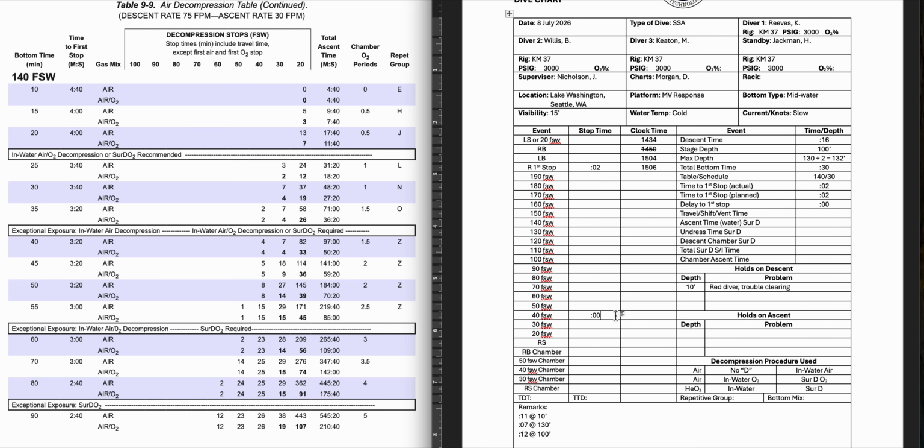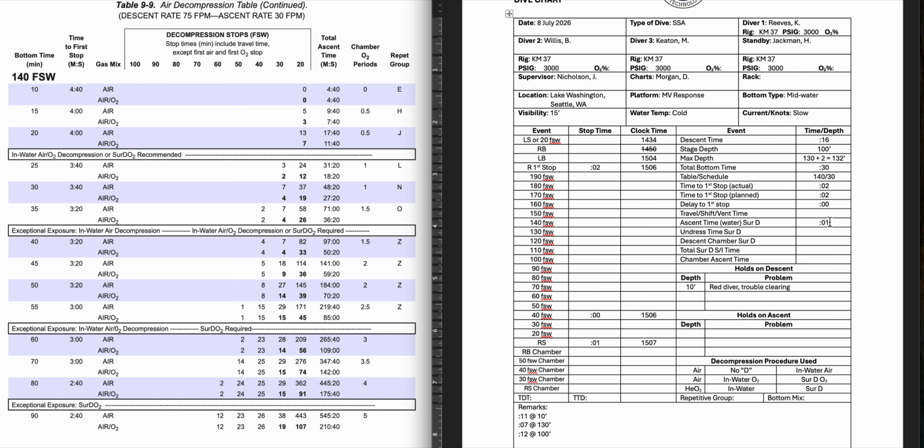And let's say it took us exactly 1 minute to get from there to surface because we were, again, right on the money. 1 minute to go from 40 feet to surface. Again, each of these boxes is going to be the time above it plus the time next to it. So 1506 plus 0 minutes equals 1506. 1506 plus 1 minute equals 1507. Easy peasy. Now, the time from 40 feet to surface is your ascent time in water for surface decompression. So that 1 minute that it took us to reach surface, we are going to write over here as our ascent time.